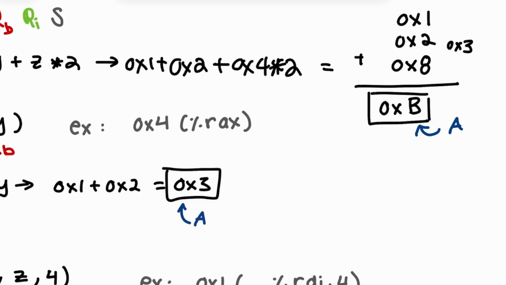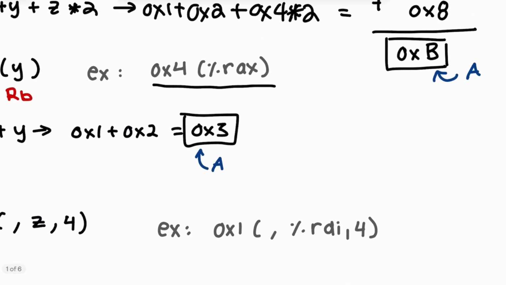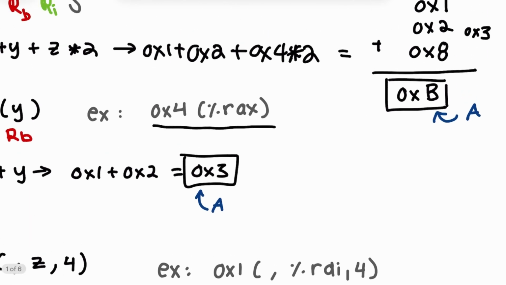And you might have seen this a lot in our assembly instructions where you'll see something like 0x4 and then RAX or RDI or whatever register. What you're doing here is you're just adding 4 to the address inside RAX, or inside the parentheses here.